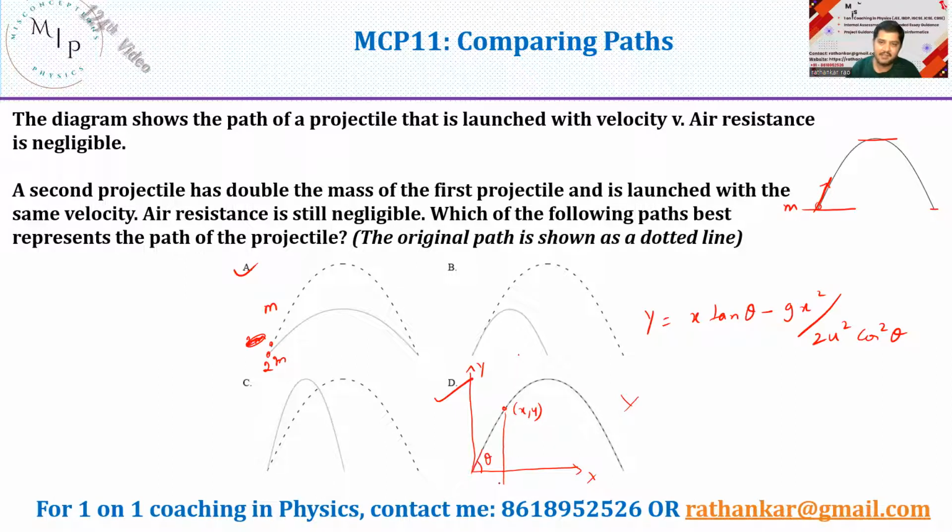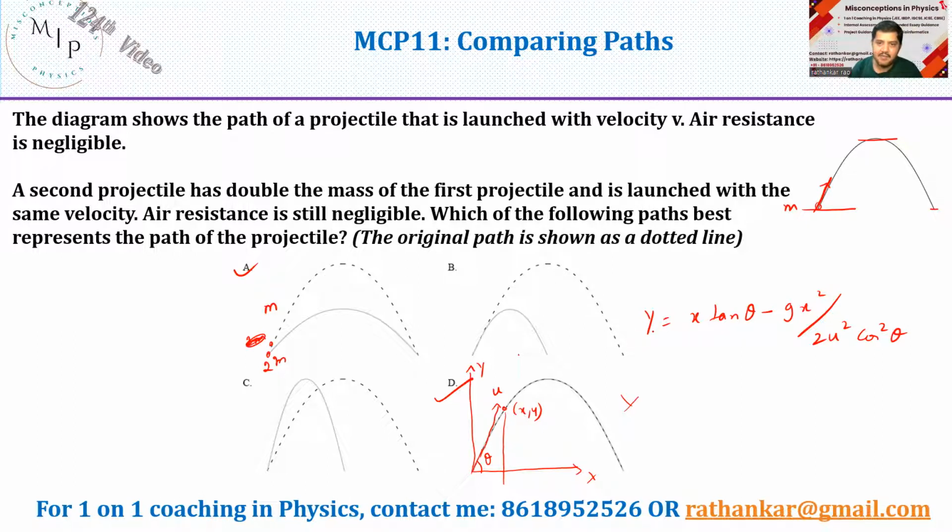So he has taken tan theta minus g. What is g? 9.8. x is the coordinate, divided by 2u squared. What is u? u is the speed of projection. I have thrown it across like this; this is the speed of projection. And cos squared theta we know. So substituting all these values, I can get this value.